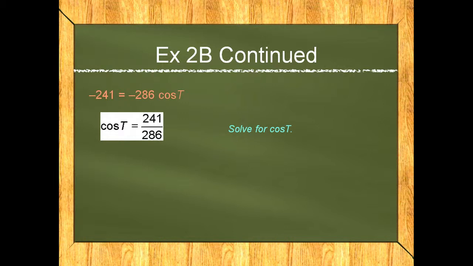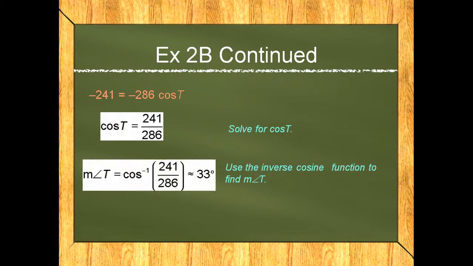So now we will use the inverse function. We can't really use it until we get to the point where cosine of whatever angle we have is by itself. Then we use the inverse. Measure of angle T equals the inverse cosine of 241 over 286, or approximately 33 degrees. At this point, you could use the law of sines to finish solving your triangle if you were asked for all three angles.